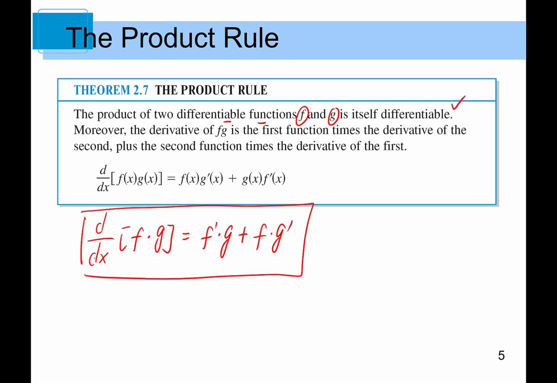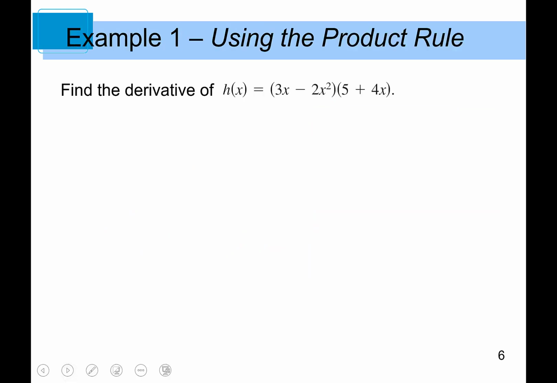But if you put in the function notation, it will be f prime of x times g of x, plus g prime of x times f of x. Alright, so let's take a look at this example.